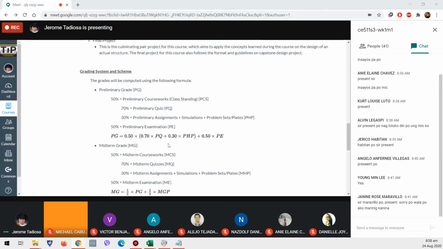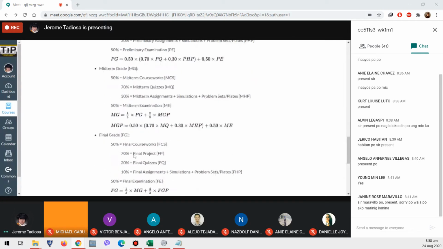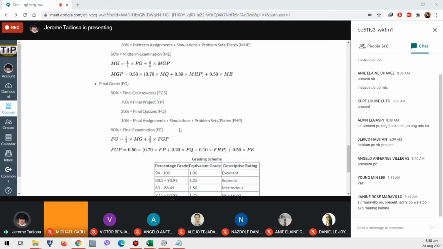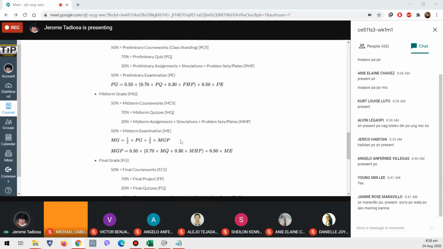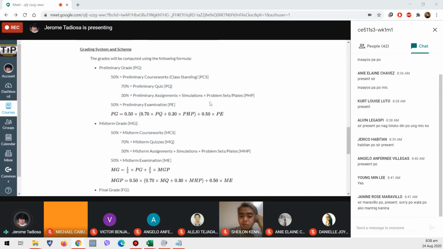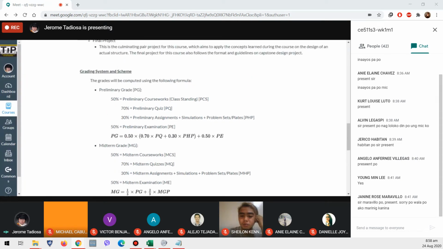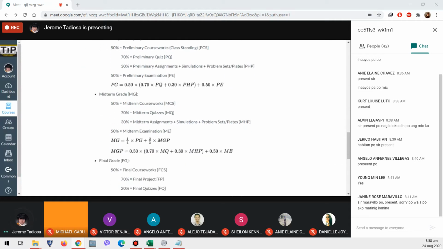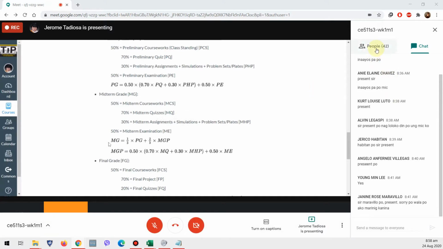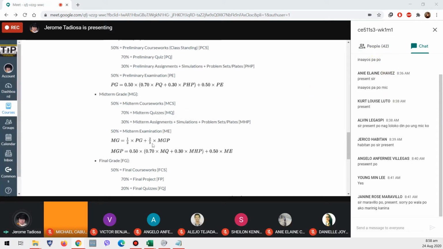Then for the grade calculations, it will be this one. It's pretty much the same as what we do in other courses. So for example, the prelim is 50% class standing plus 50% prelim exam, and then the class standing is 70-30, 70 for the quiz, 30 for all the other outputs. Same thing with the midterm.